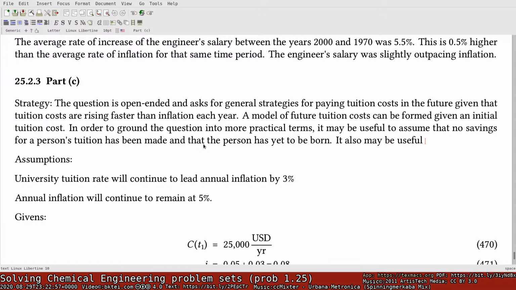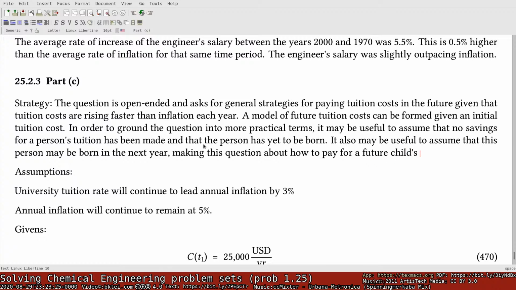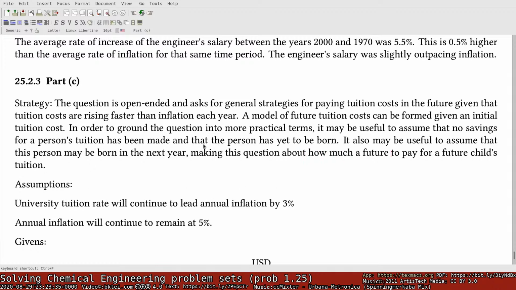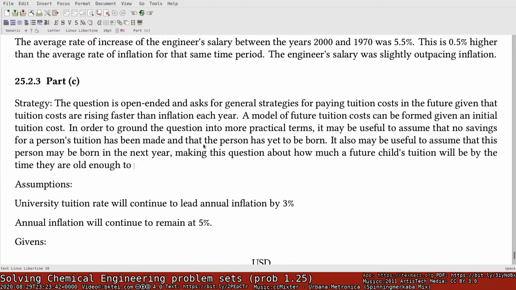It also may be useful to assume that this person may be born in the next year, making this question about how to pay for a future child's tuition, or how much a future child's tuition will be by the time they are old enough to attend university.